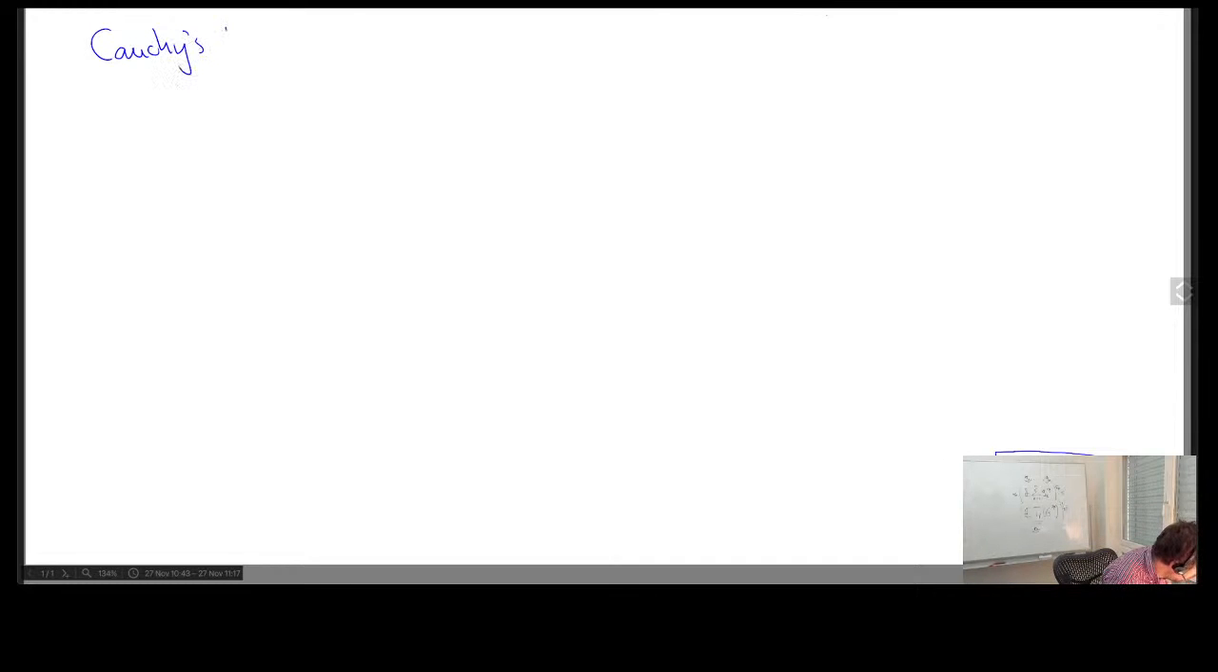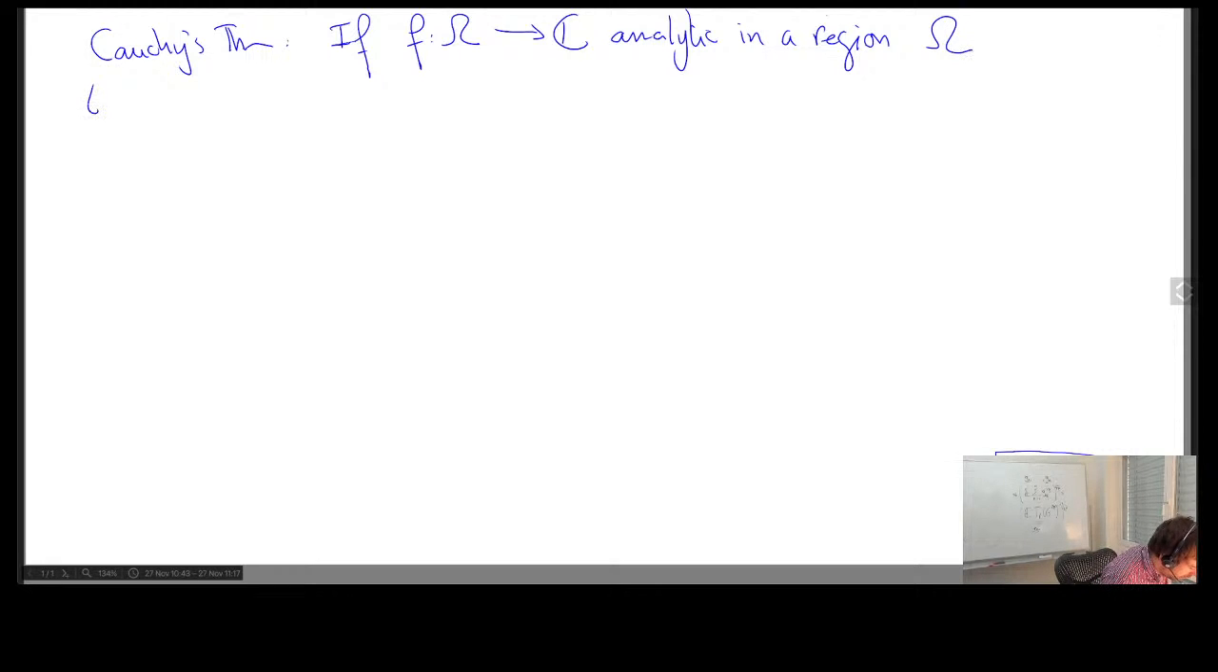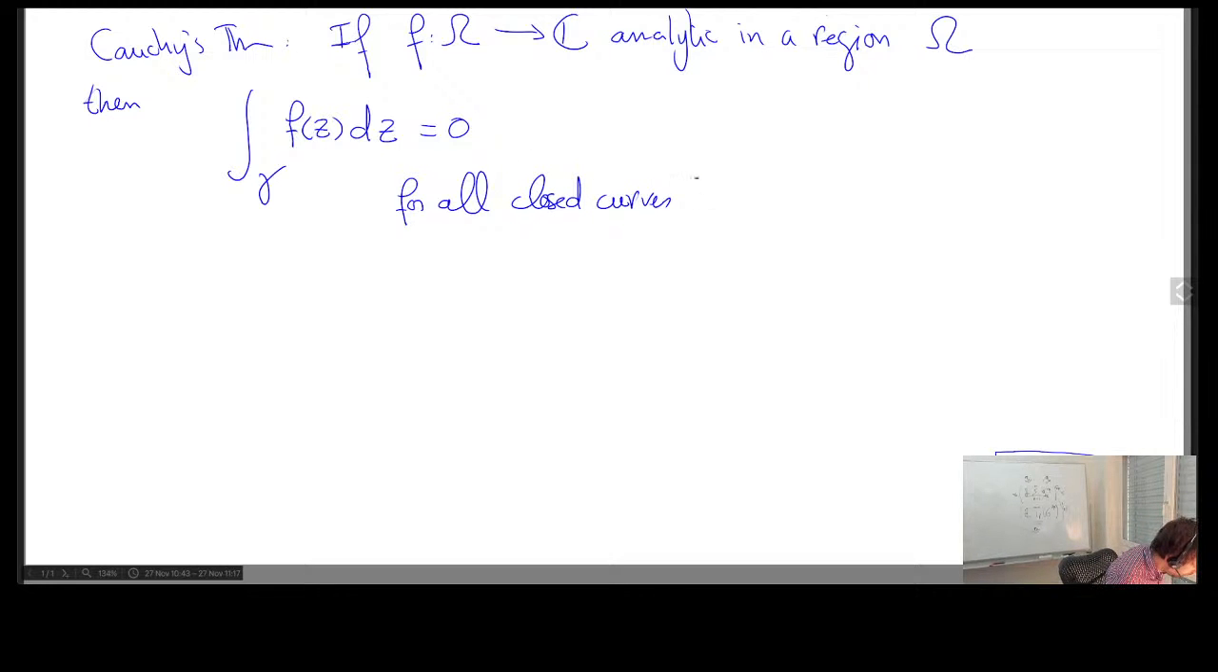Cauchy's theorem was: if f is analytic in a region omega, then the integral over a curve gamma of f(z) dz was equal to 0 for all closed curves gamma such that gamma was homologous to 0 in the domain, right?